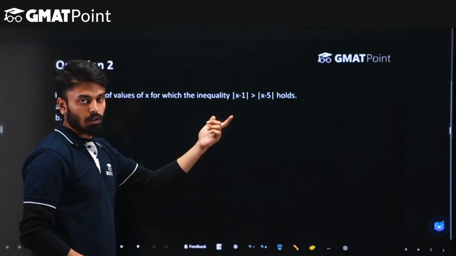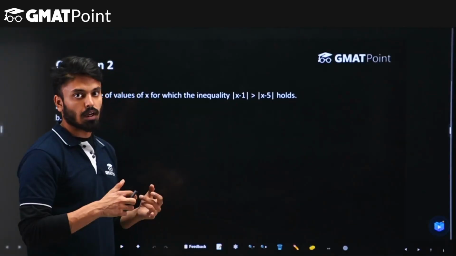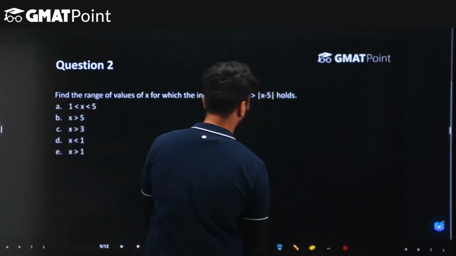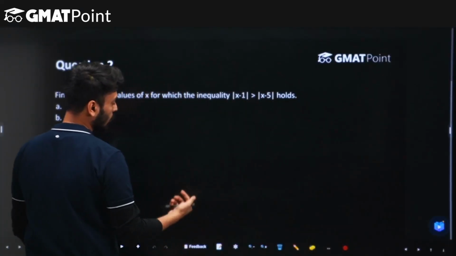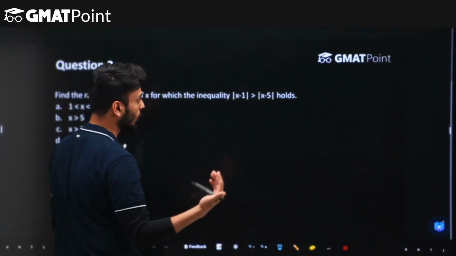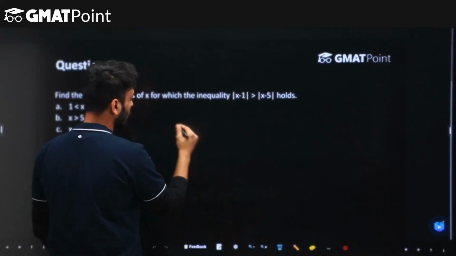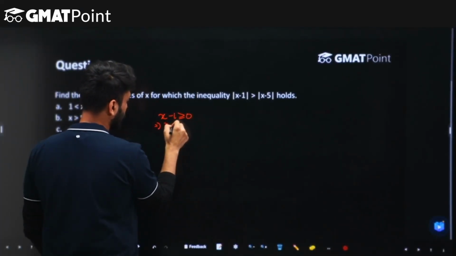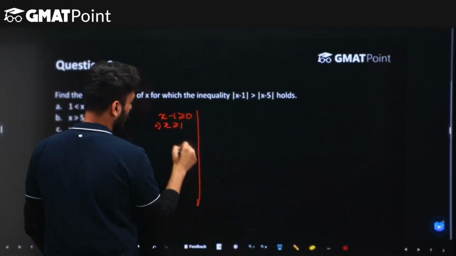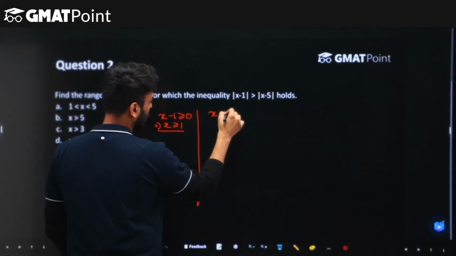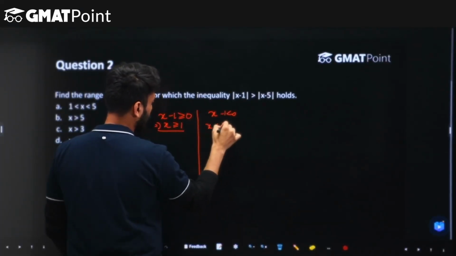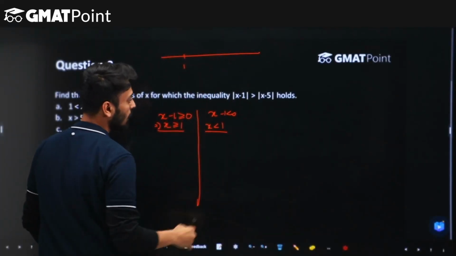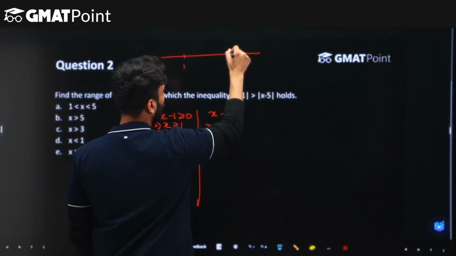Since this has two critical points, we'll do the number line method and we'll also do the critical point method. So first, let's look at the critical point method. What are the critical points going to be? We have x minus 1 greater than or equal to 0, which means x greater than or equal to 1, or we have x minus 1 less than 0, so x less than 1. So one of the critical points will be 1. Similarly, over here, the critical point will be 5.